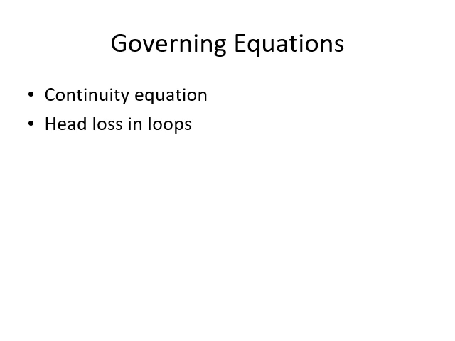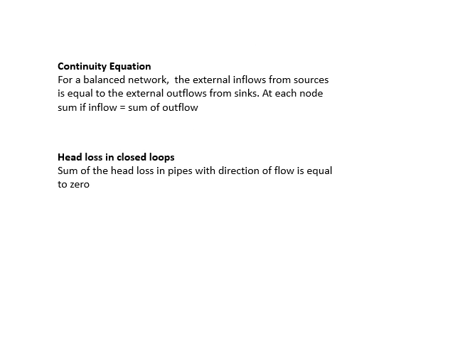One is the continuity equation, and the second is the head loss in closed loops. We define the continuity equation for a balanced network, and a balanced network means flow in is equal to flow out. The external inflows from the sources are equal to the external flows to sinks. At each node, the sum of inflow is equal to the sum of outflow. In terms of energy equations, for the head loss in closed loops, the sum of the head loss in pipes, with direction of flow, is equal to 0.